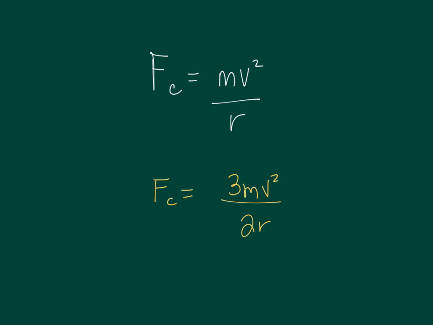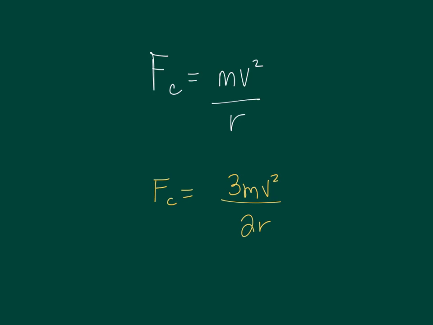How do you say 3 over 2? What's the mathematical way to say that? 3 halves. It goes up by a factor of 1.5 or 3 halves. That's an easy way to do it.